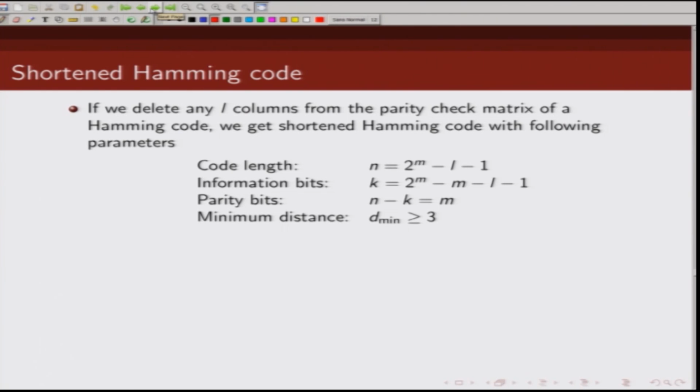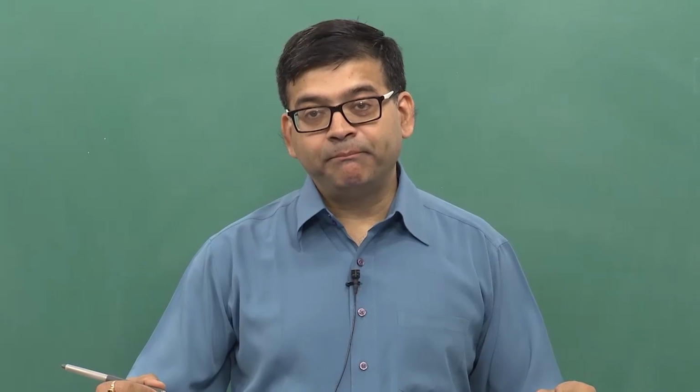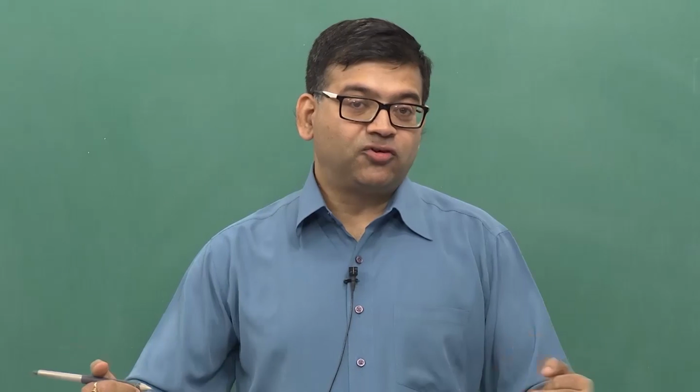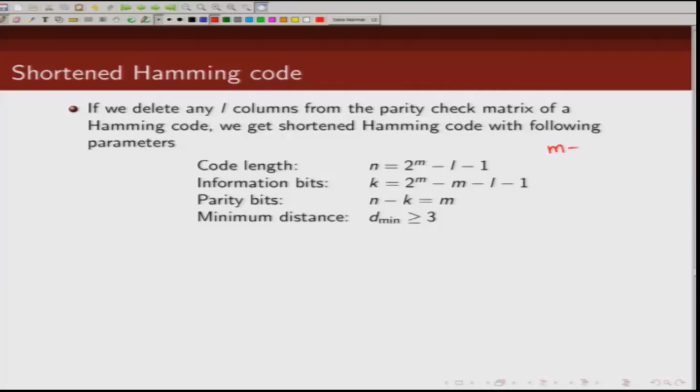Now, as I said before, in case of Hamming codes, once I fix my M, my code parameters are fixed. So, for example, in the examples that we were dealing with, we had taken M equal to 3. The moment I fix M equal to 3, my N is fixed, it is 2 raised to the power 3 minus 1, that is 7.